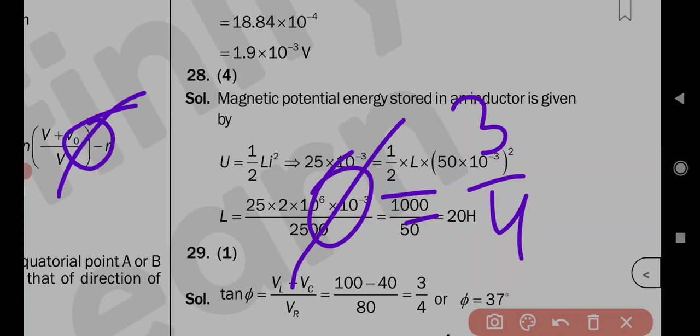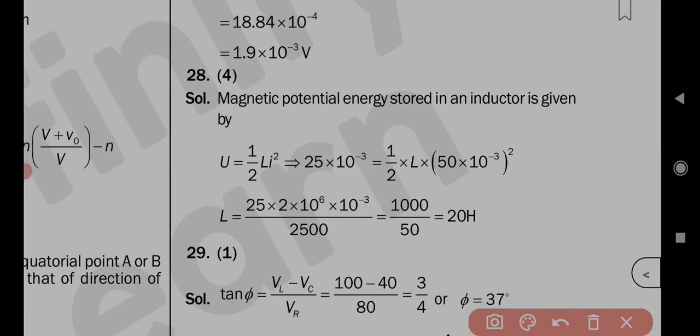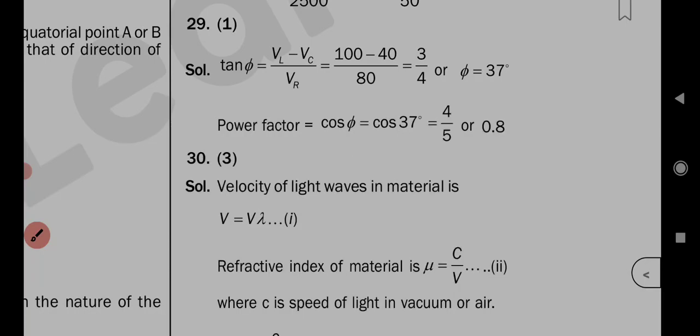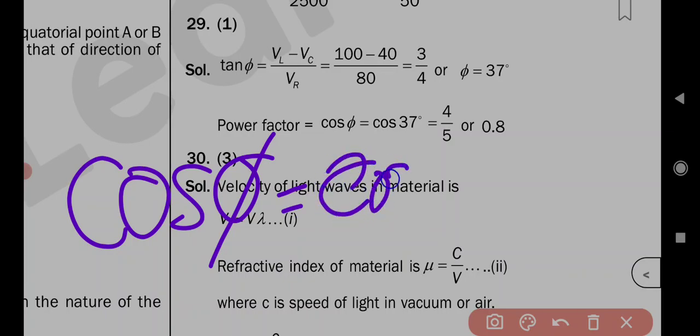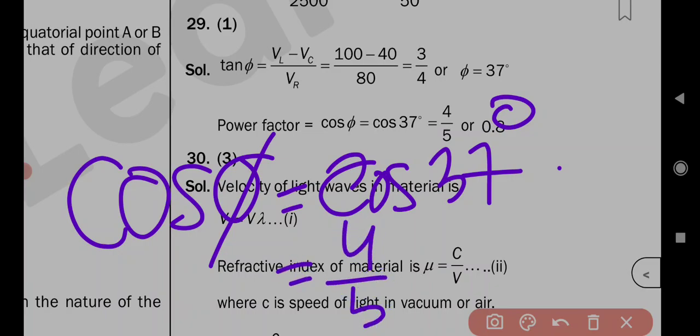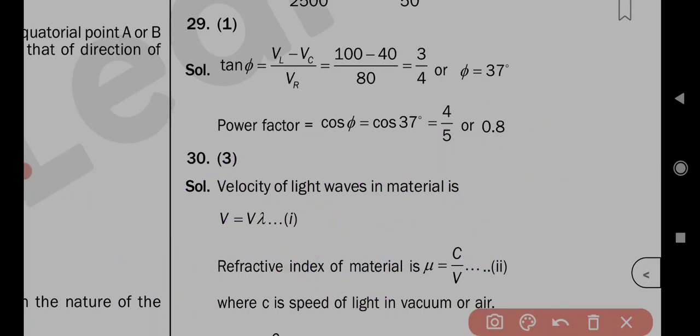Tan phi is 3 by 4 guys. 3 by 4 means 37 degrees. Okay, this 37 degrees we found out is the angle, but power factor is actually cos phi. I'm writing very big, cos phi, so that you can remember. Cos 37 is how much? 4 by 5. That is 0.8. So the answer is 0.8.